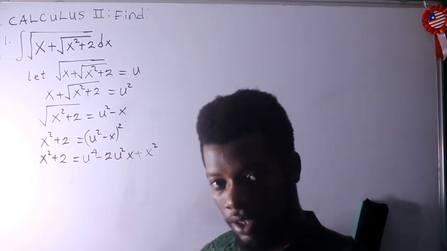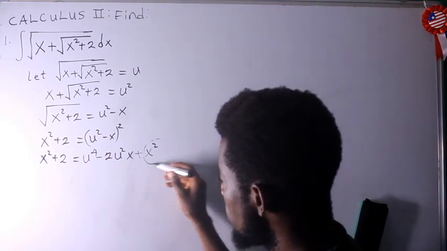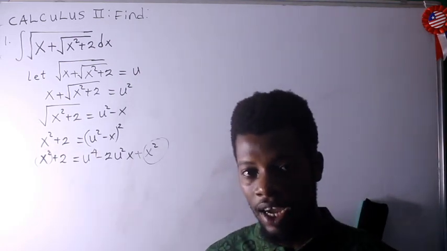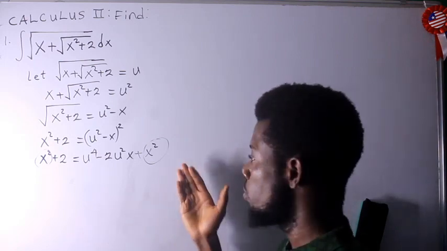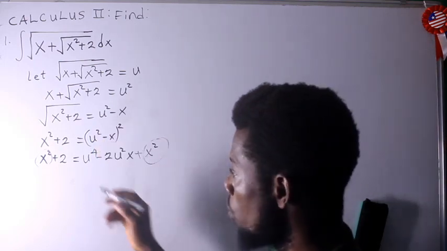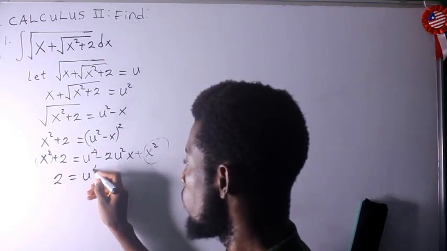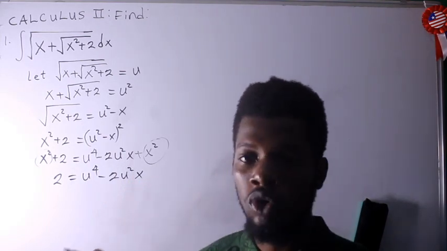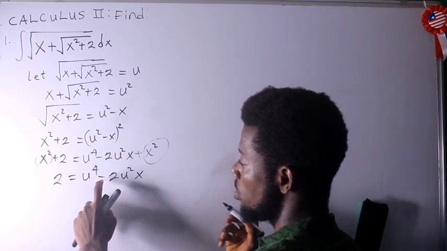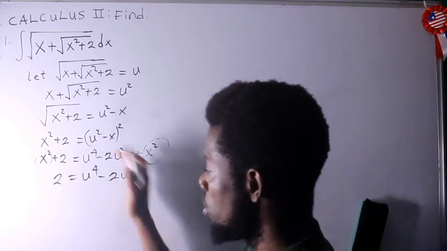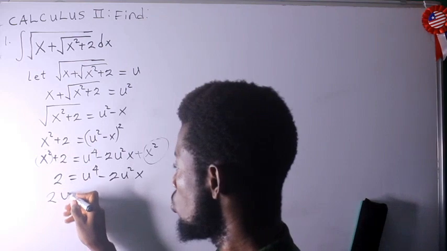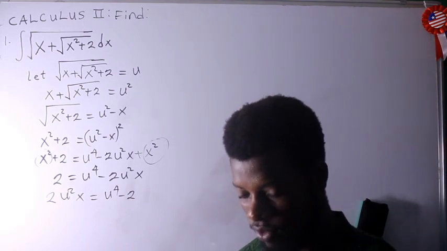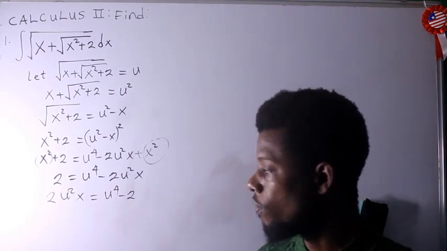And what we observe here next is that this x squared is going to cancel out this x squared because the both of them have the same sign and they are at different sides of the equation. So we send this across, they will cancel out. So we have 2 equals u to the 4th minus 2u squared x. Now, at this junction, we could solve for x by sending negative 2u squared x across. So this comes across, it becomes positive. It becomes 2u squared x equals u to the 4th minus 2. That's what we have. And at this junction, we can solve for x.